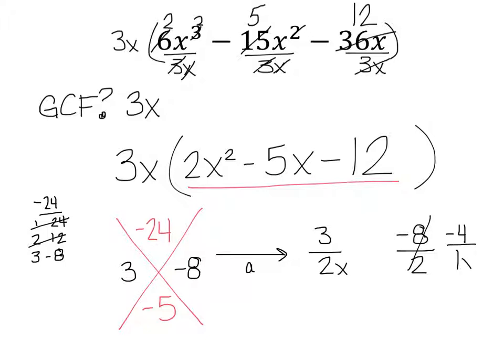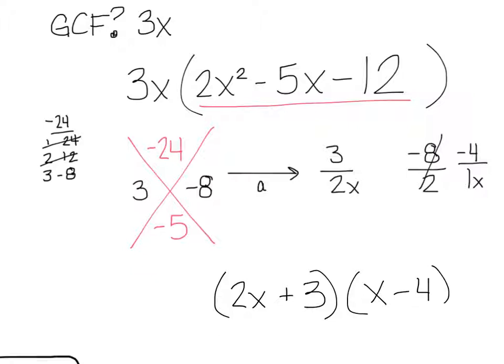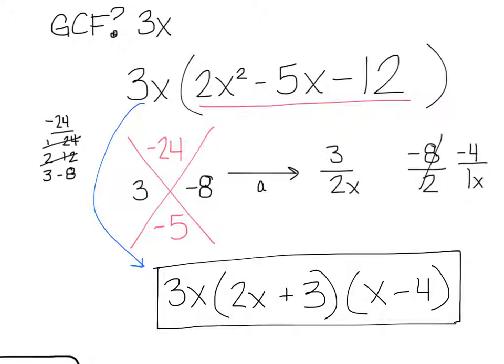Okay, so what are my two factors? Let's see, 2x plus 3 and x minus 4. And what goes in front? 3x. Right there. Everything's linear, so that is your answer. This is a big piece of what we're doing tomorrow, being able to factor our polynomials down. It helps us with graphing. Yay.